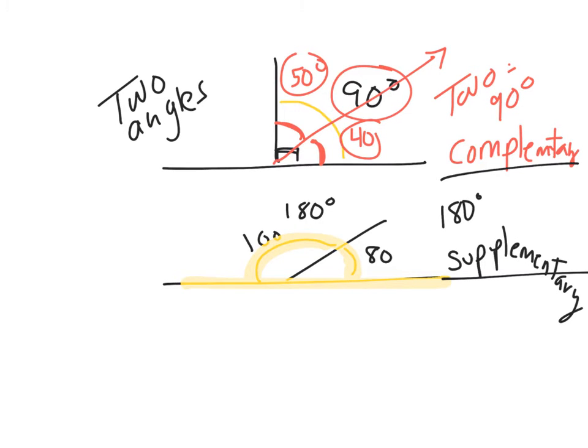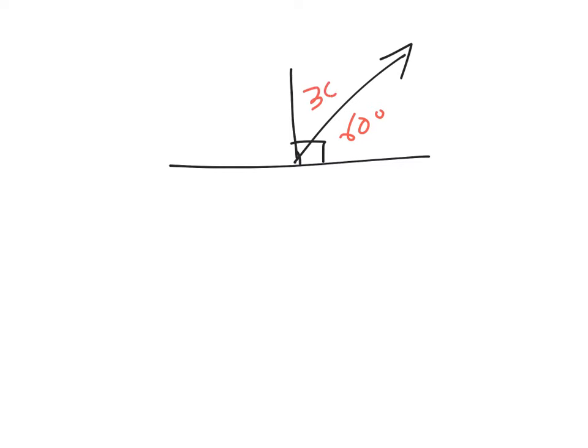Okay, let's look at this one more time. So if I have something that looks like this, and I said this is 60, then this would be 30. That means this angle plus this angle equals 90 degrees. And there's my hint right there. Those are complementary. That's what they're called. They're called complementary.